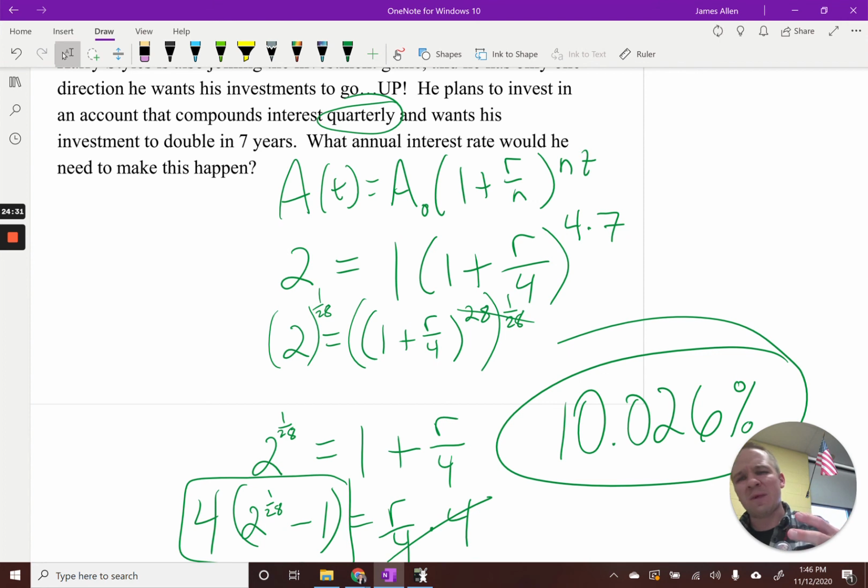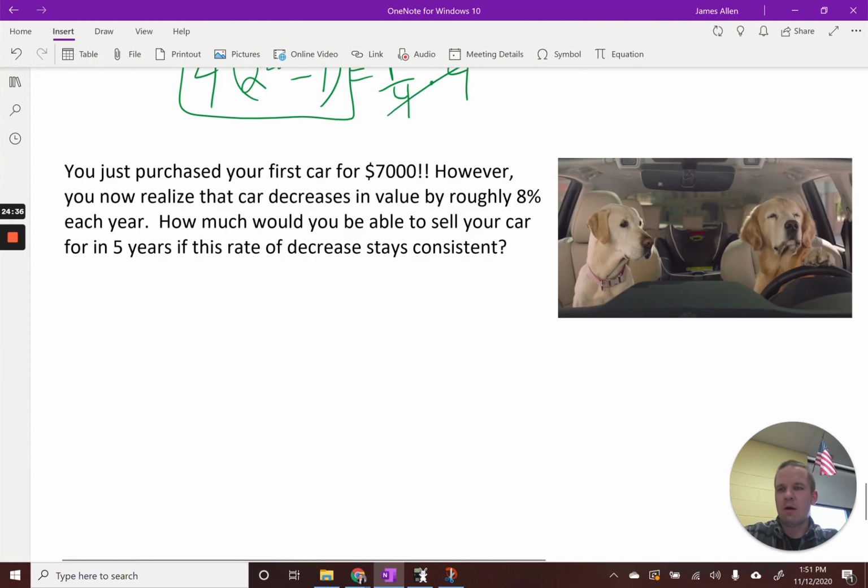Nice. Now, there's one problem that we haven't done yet. We haven't used this formula yet, and I kind of forgot to put it in there, so I'm going to make up a problem real quick, and then we're going to do it. All right, here we go. Whipped one up. So you just purchased your first car for $7,000. I decided not to use any celebrities here because I feel like this is actually pretty applicable to just your life. However, you now realize that a car decreases in value by roughly 8% each year. I just made that percentage up, but maybe it's something like that, right?